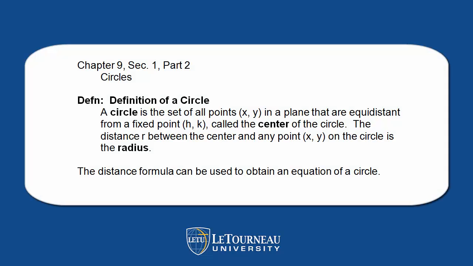Let's check out probably the most well-known of the conic sections, the circle. Notice a circle is a set of all points (x, y) in a plane that are equidistant from a fixed point (h, k) called the center. The distance r between the center and any point (x, y) on the circle is the radius. The distance formula can be used to obtain an equation of a circle.